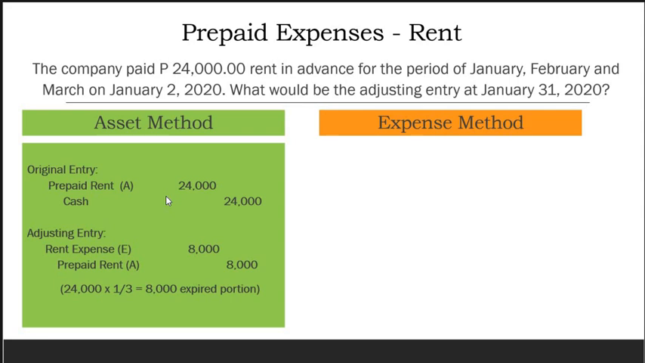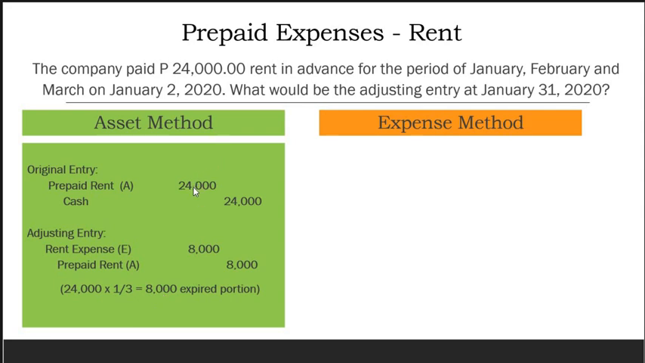Na-consume na, no? Pagdating ng January 31, 2020. So if you're going to compute, that 24,000 is good for 3 months. So pag multiply natin ng 1/3, meaning 1 month over 3 months, then makakompute mo yung expired portion on a monthly basis. So isang month lang man yung naglapse. So ibig sabihin yung 8,000 lang yung expired portion.